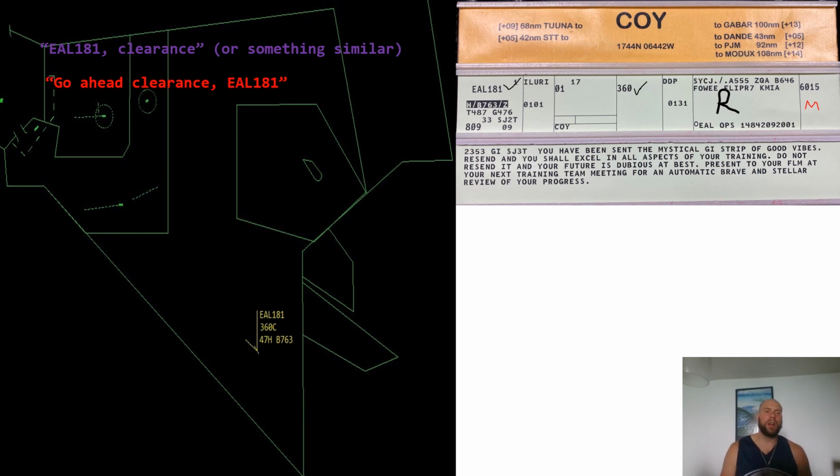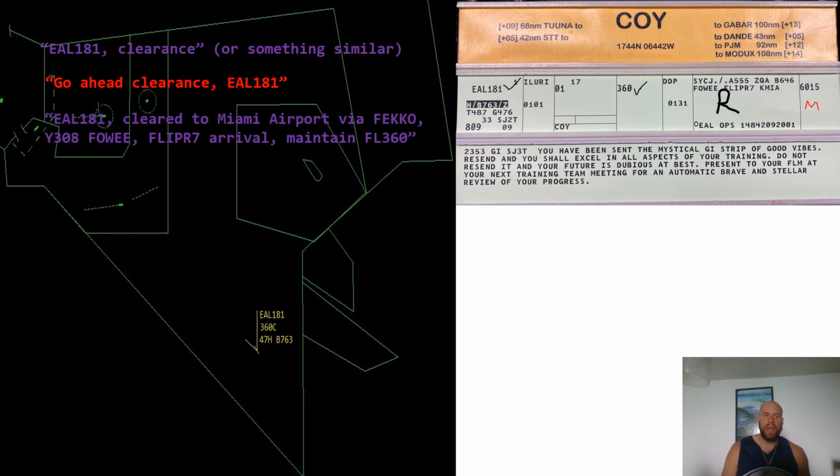In this case, they are go-ahead clearance, Eastern 181. They know it can't be too crazy or kooky because they're already in San Juan Center's airspace. They're about 1,000 miles from Nassau and closing in, so it's not going to be that terrible. Eastern 181, cleared to Miami Airport via FECO, Yankee 308, Fowey, Flipper 7 arrival, maintain flight level 360.